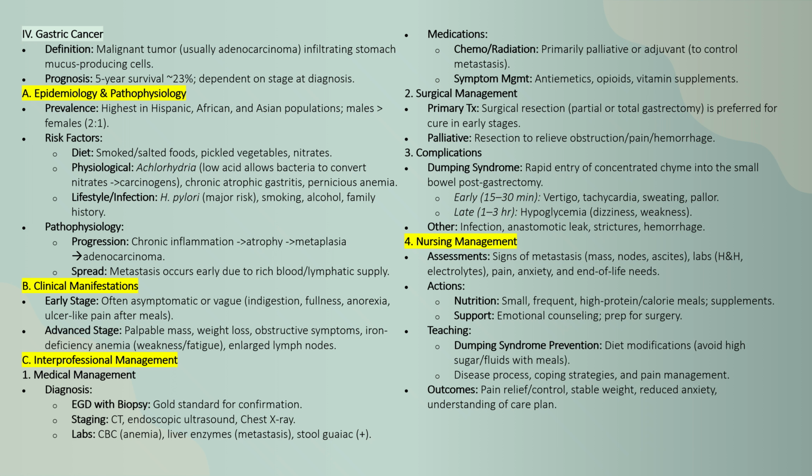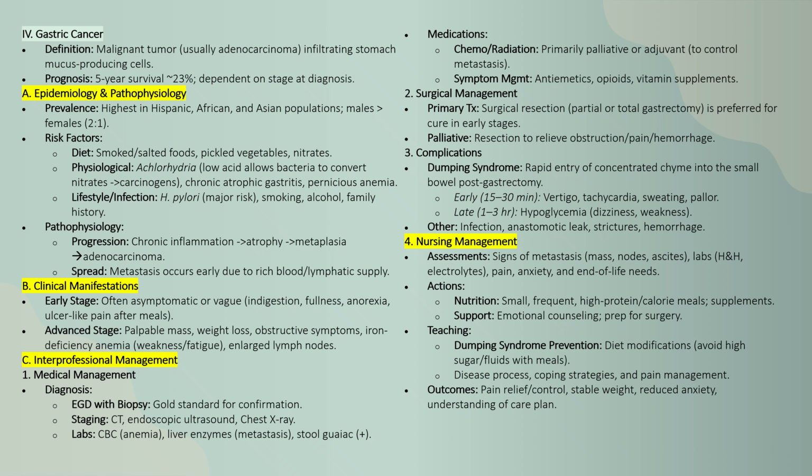The pathophysiology and the epidemiology: the prevalence is highest in Hispanic, African, and Asian populations, and it affects males twice as often as females. Risk factors: a diet rich in smoked food, pickled vegetables, salted fish, meat, and nitrates.